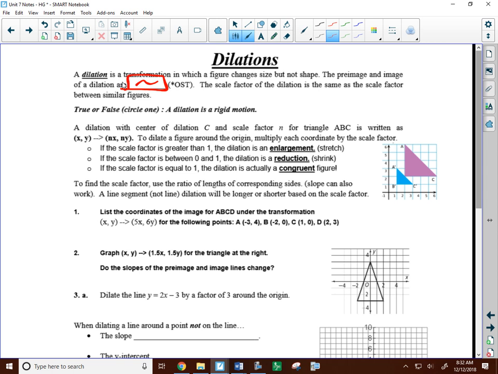So take 10 seconds. True or false? Don't say it. True or false? A dilation is a rigid motion. Circle one of those. True or false? False.